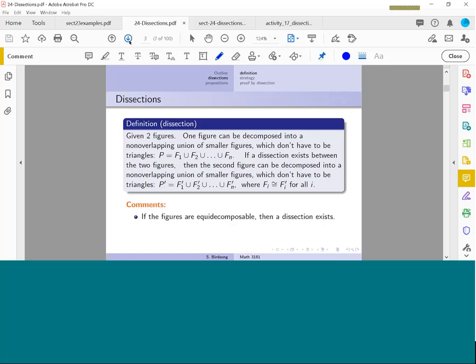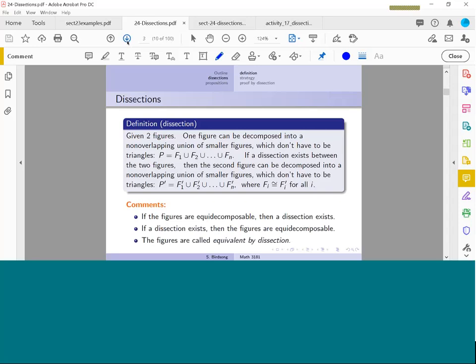Now, a couple of things to note. If two figures are equidecomposable and you already have the breakdown of the triangles, that is a dissection. So equidecomposable is a specific type of dissection where all the pieces are triangles. Now, interesting fact, if you have a dissection and it's not necessarily all triangles, all of the figures that are not triangles, you can actually cut them up into triangles. Why? Because any rectilinear figure is a union of non-overlapping triangles. And then you can force your dissection into dealing with equidecomposable.